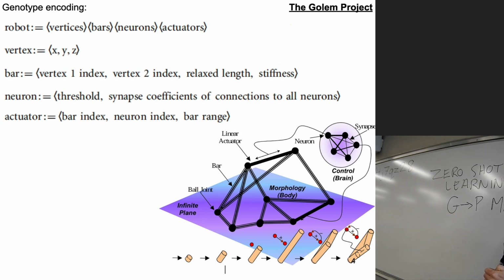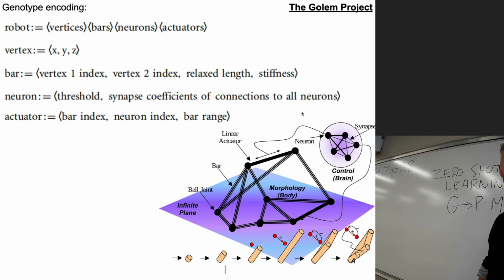The genotype is going to have to encode a bunch of other things, like the bars that make up the robot, the aspects of the connections between these bars, what's happening where these bars meet. The genotype is also going to have to encode aspects of the actuators, things that cause this robot to move. And in addition, the genotype is going to have to encode neurons and synapses and all the other things that make up the neural network controller of the robot.